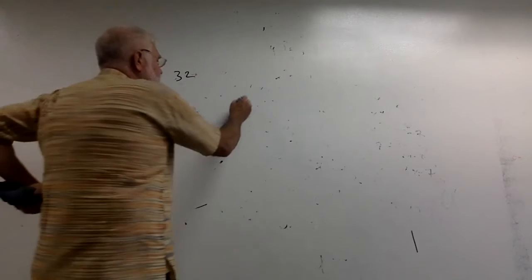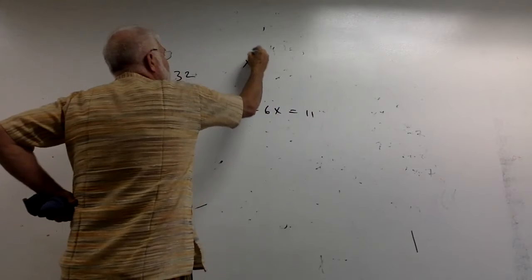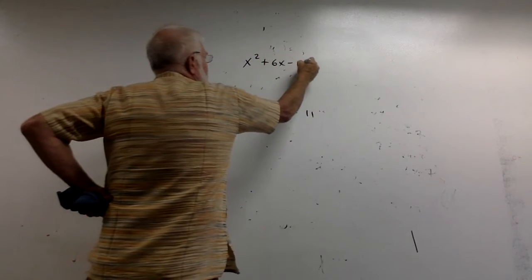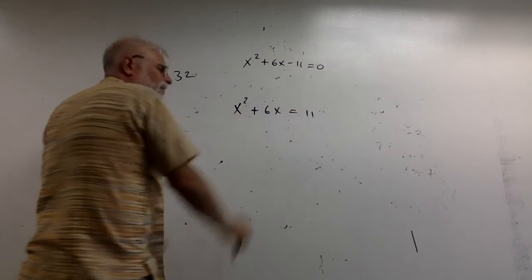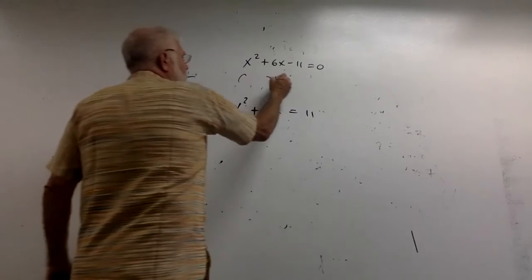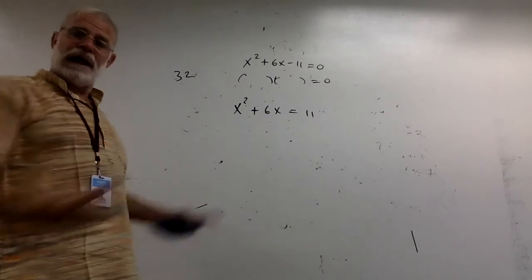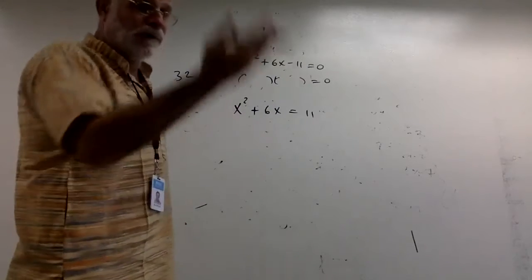x squared plus 6x equals 11. You know, you always set quadratics to 0, but in this case, I hope you can see right from the get-go, you can't factor. You can't write that as a product. And if you can't write it as a product, then the easiest method of solution for quadratics goes out the window for most quadratics.